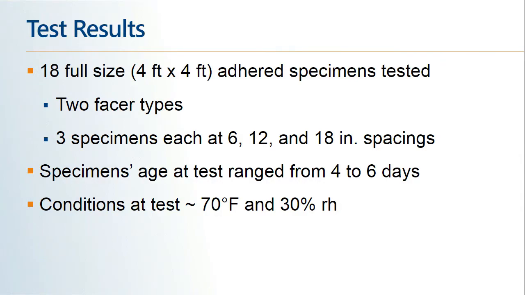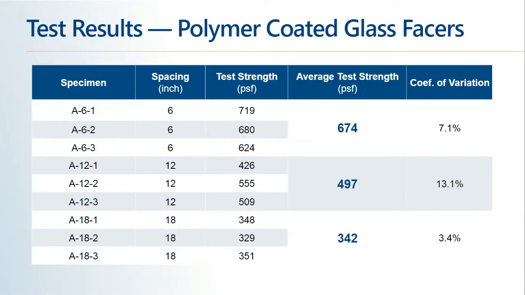Here's a table showing the test results for polymer-coated glass fiber facers. Again, you can see there are 3 of each. The 6-inch ribbon spacings had strengths varying from 624 to 719 pounds per square foot, a difference of 95 pounds per square foot, for an average test strength of 674 pounds per square foot, and that's a coefficient of variation of 7.1%.